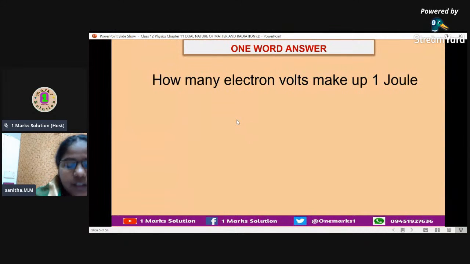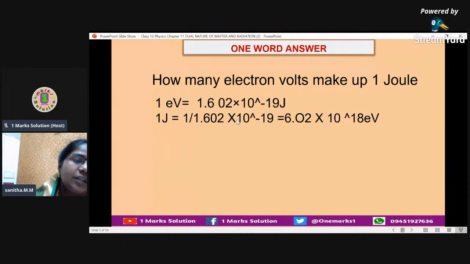Why we are giving this question is that the electron volt is the unit of energy we use in atomic and nuclear physics. So let us start with 1 electron volt. What is 1 electron volt? 1 electron volt is equal to 1.602 into 10 raised to minus 19 joule. When you are doing the calculation, you can take it as 1.6 into 10 raised to minus 19 joule. So what is 1 joule?